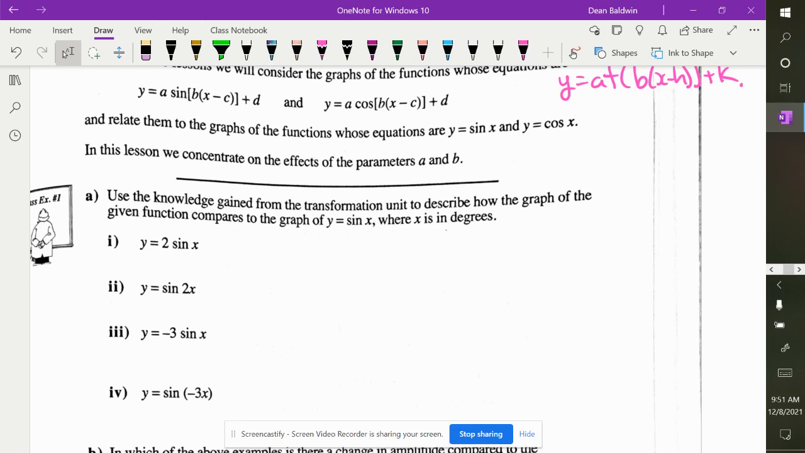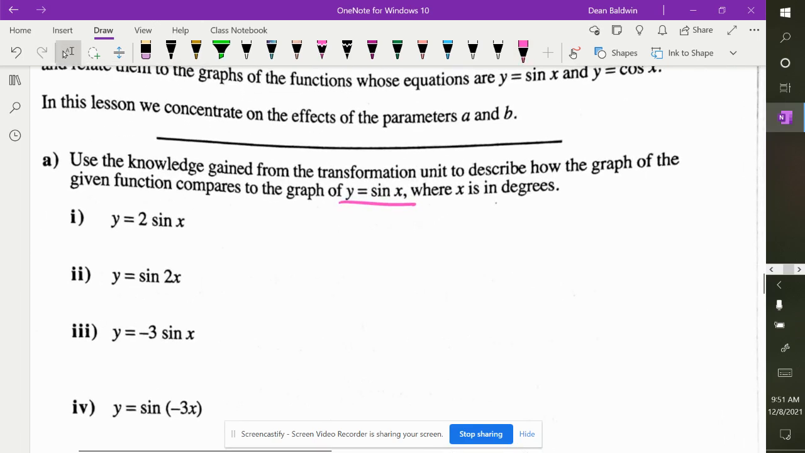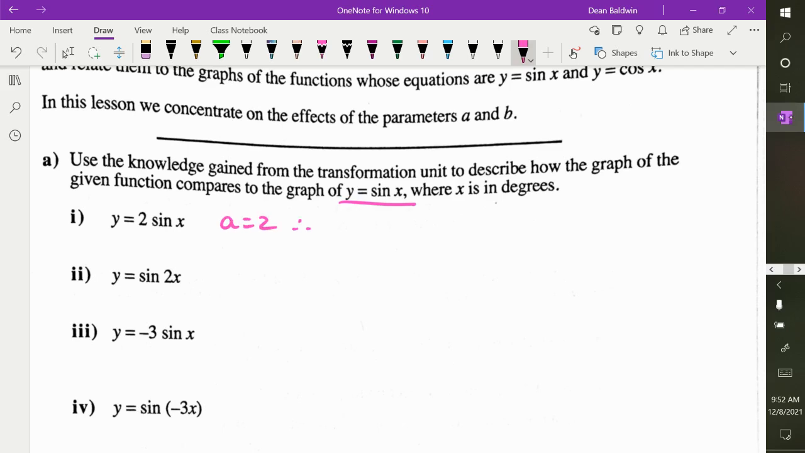So we're starting with y is equal to sine x. I have this 2 sitting in front. What has that done? Vertically stretched. So a is equal to 2. Therefore, it's a vertical stretch by 2. What about the next one? Is that an a or a b? b. b is equal to 2. What does that do? Horizontal compression? So it's a horizontal stretch by 1/2, which is a compression.